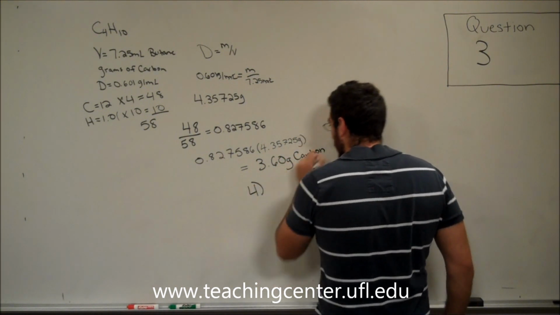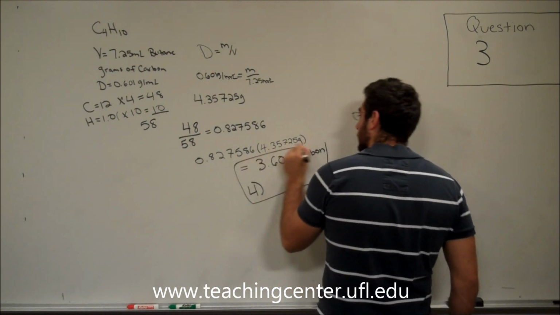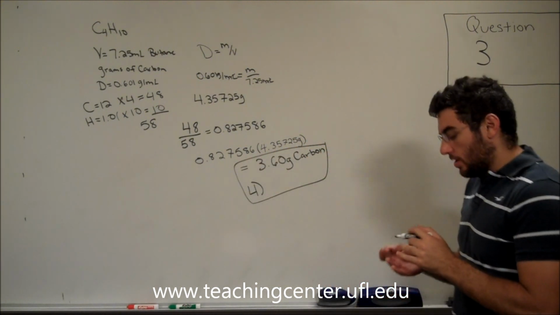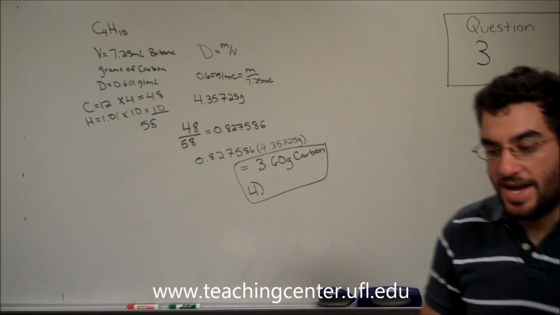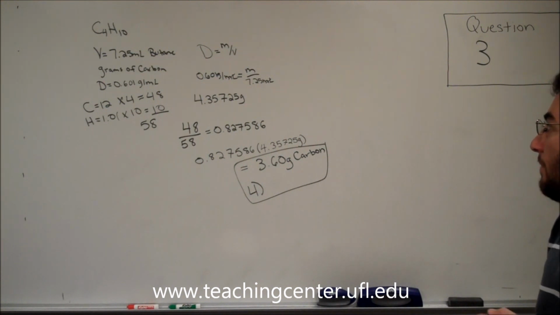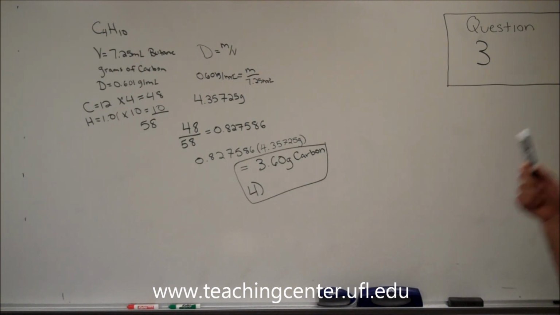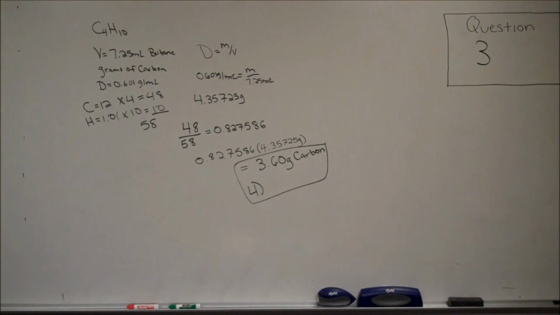And that is the answer to number 3, 3.60 grams of carbon. So the first thing we did was multiply the volume and the density in order to get the total mass of the butane fluid. Then we decided to calculate how much carbon was actually present, and 4 of the 14 atoms are carbon. We had to multiply them by their atomic masses to get the right percentages, and then we took the percent of carbon and multiplied it by the total mass to get 3.60 grams of carbon.